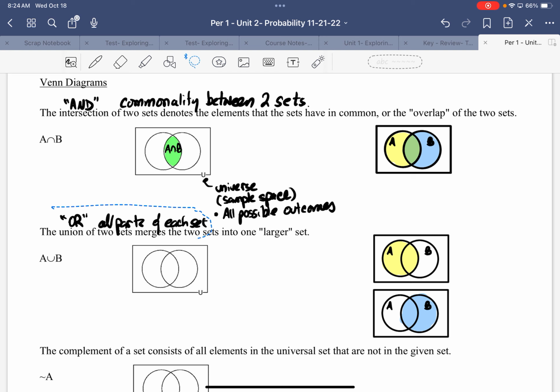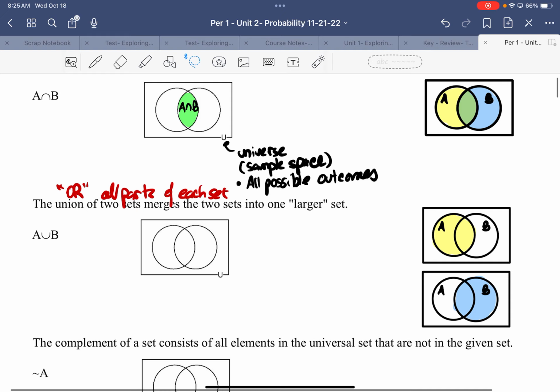I'll just do that in red. All right, so all parts of each set is what we're looking at when we find a union. All right, so the word or in everyday life can be kind of annoying in comparison to how it's used in math, or maybe the math is the annoying one, right?